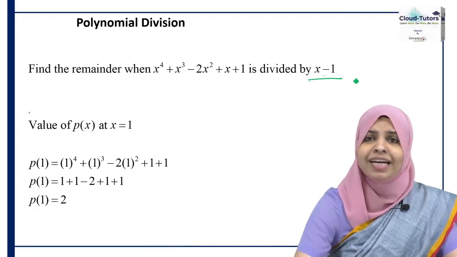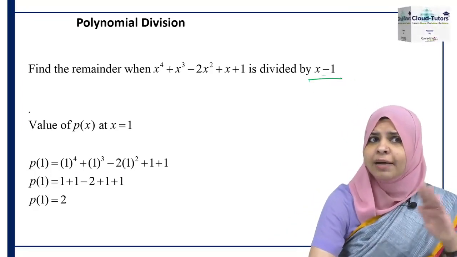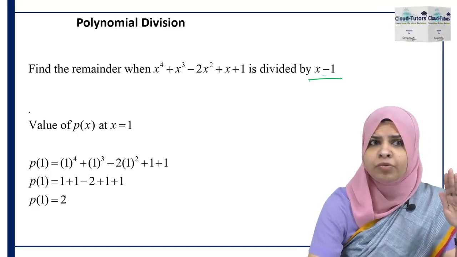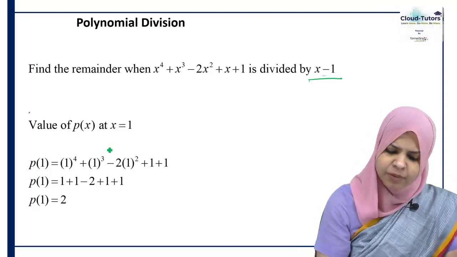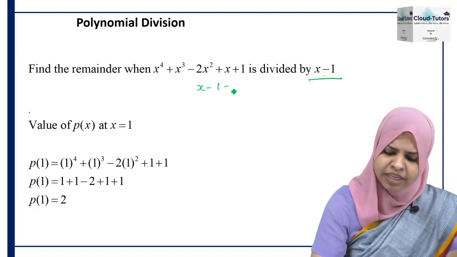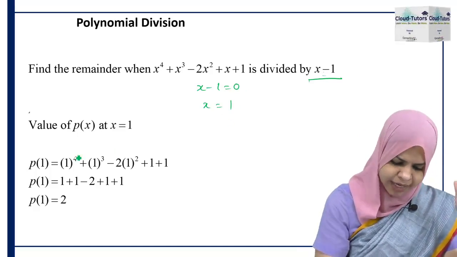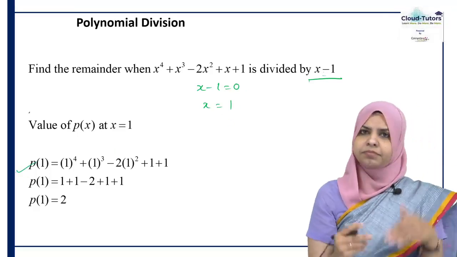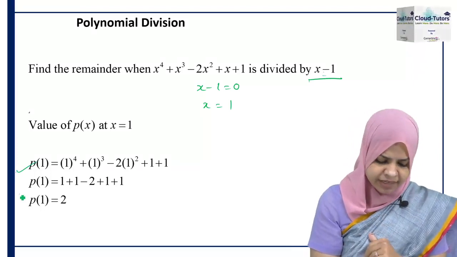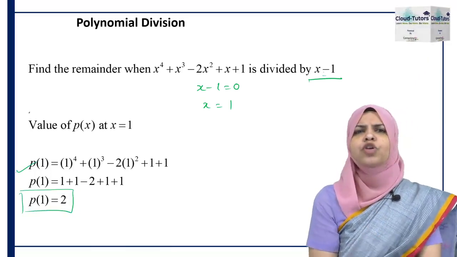Now I have to divide it by x minus 1. Here I am not going to subtract. So what will I do? Equate x minus 1 to 0, x is equal to 1. Simply substitute it to get, I will get the answer as 2. You want to verify it?